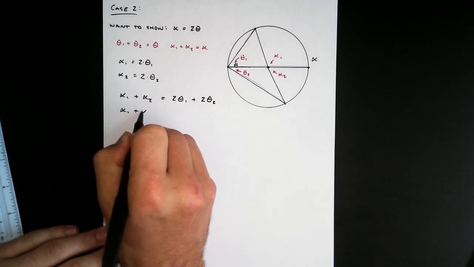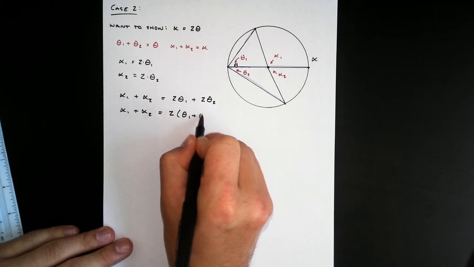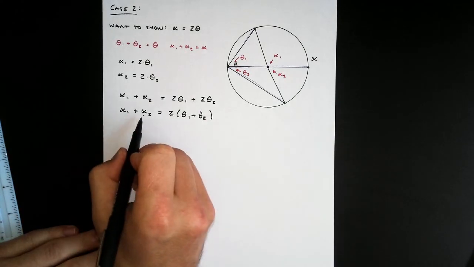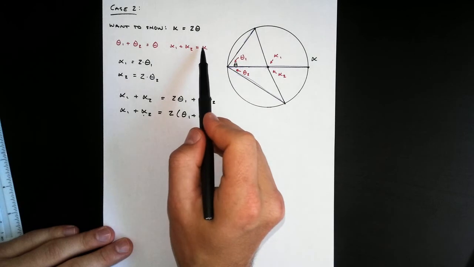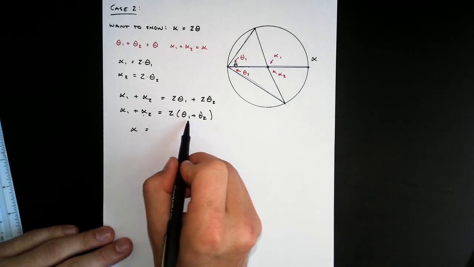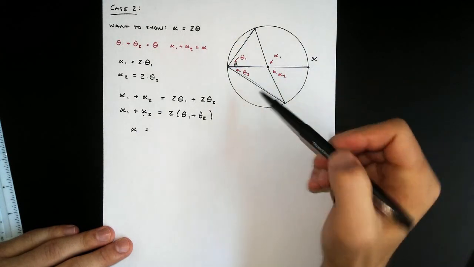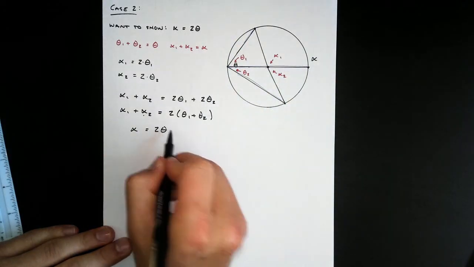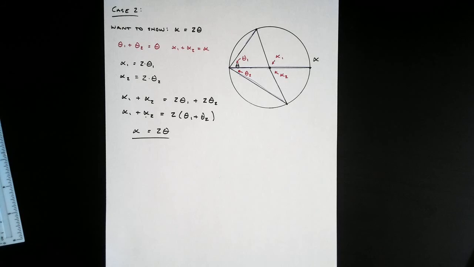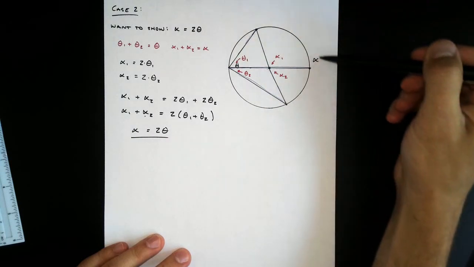So first, on the right-hand side, these both have a 2 in them, so we can factor that out, like so. Now these two pieces added together, we said that was the same as the entire thing for alpha. So this is the same as alpha. And now in the parentheses, theta 1 plus theta 2, so these two angles added together, that gives me the entire central angle. So that's the same as 2 theta, which again, that's what we wanted to show. So now this entire angle here is half as big as this entire arc.